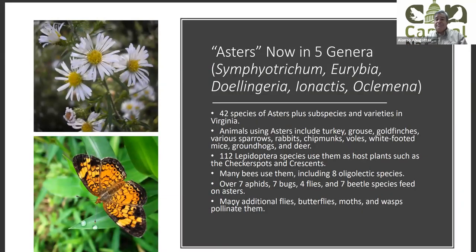And asters, same thing. 42 different species in Virginia. Tons of different animals feed on them. 112 caterpillar species. Different kinds of bees, including 8 that are oligolectic. Another very, very great plant that you need to plant, that benefits all sorts of different kinds of wildlife. On to the next one.